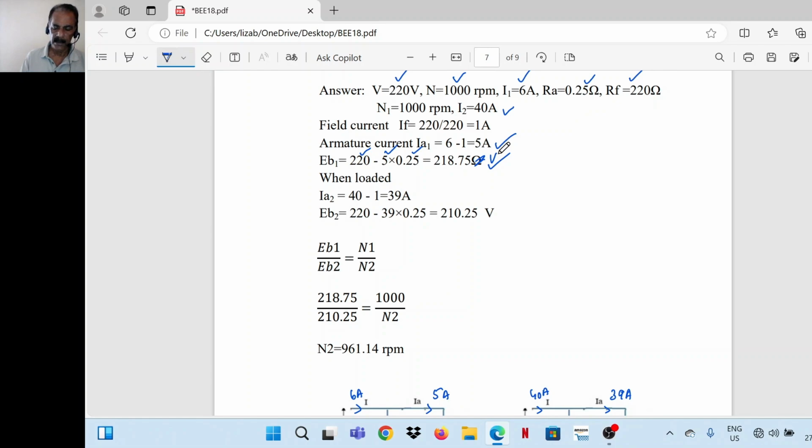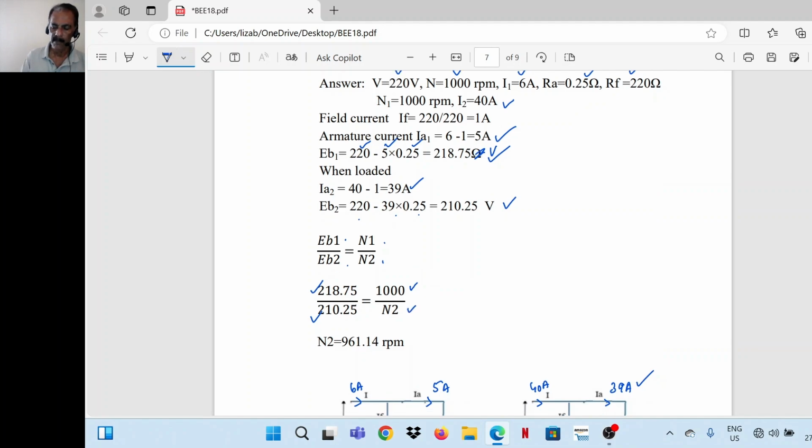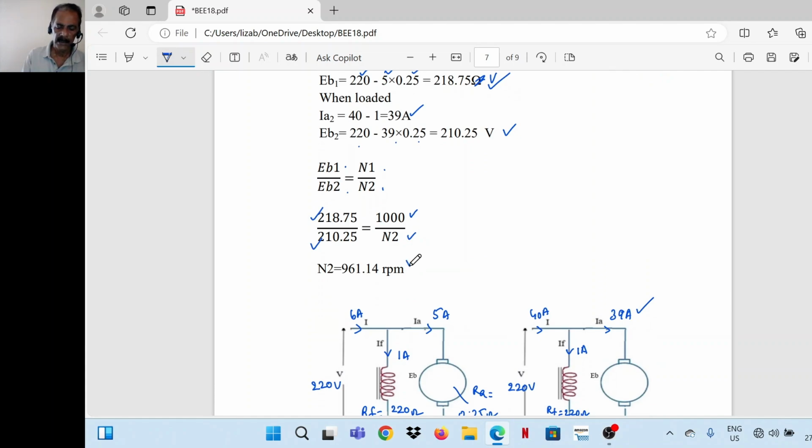Then in the second case, current is 39 ampere. So EB2 in the second case is 220 minus 39 into 0.25, which is 210.25. For a shunt motor, EB1 by EB2 is equal to N1 by N2. EB1 is 218.75, EB2 is 210.25, N1 is 1000 RPM. So N2 we have to find from this equation. We get it as 961.14 RPM.